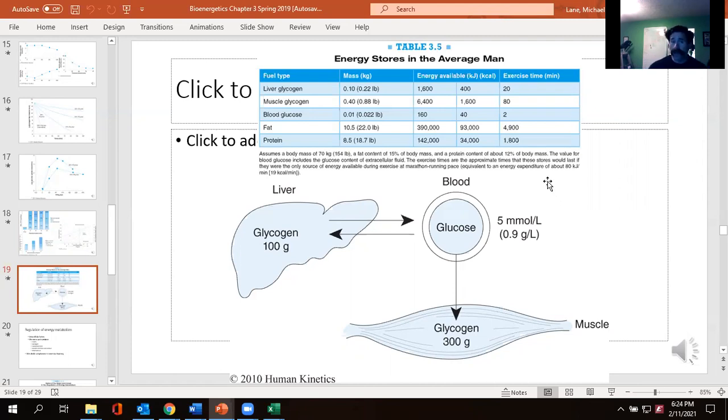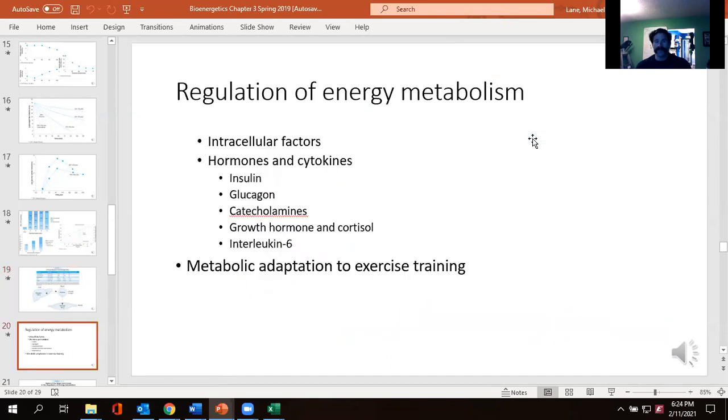At the same time, we also need to understand, see this wonderful exercise duration, you can go forever on fat, but the key is that's usually a lower intensity and a longer duration, but that's also what your body's using when you're just at rest. So you don't really need to make a really hard focused effort on using fat as a fuel, because that's what your body's doing most of the rest of the day.